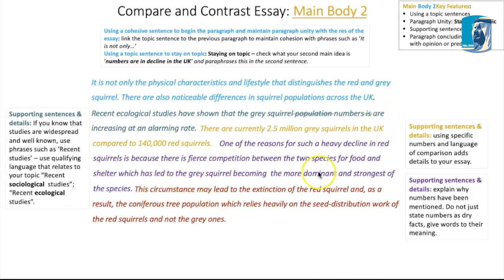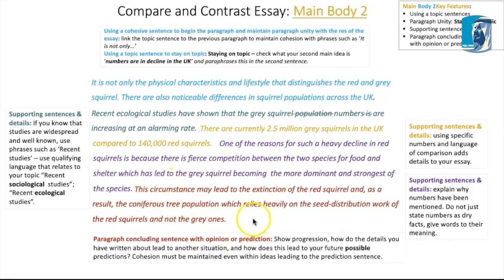So here, the word populations was mentioned here. I talked about the population numbers here. I made the numbers specific here. I explained why the numbers are the way they are. And now I'm talking about the future of this problem with language may lead to. So now you know that I'm in my concluding sentence because I'm talking about the future, what's possible in the future, our predictions. So that cohesion must be maintained even within the ideas leading up to prediction.